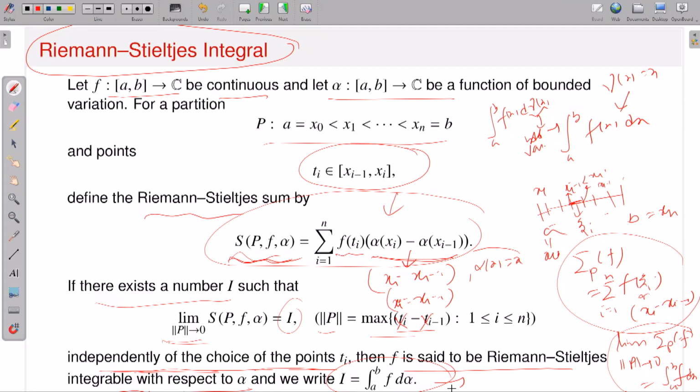If my function f is continuous and alpha is a function of bounded variation, then this limit always exists. You can prove it. This limit always exists, and it is independent of the choice of points Ti. Therefore this I exists, and I will call it the integral of f d alpha. Like if I have a continuous function defined on a closed interval [a, b], then my function is always Riemann integrable. That means the integral from a to b of f(x) dx always exists. In the same way, if my function is continuous and alpha is a function of bounded variation, then the Riemann Stieltjes integral of f with respect to d alpha always exists. And this is the definition. Okay. So that is one.